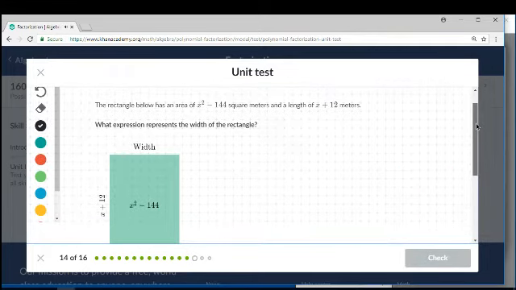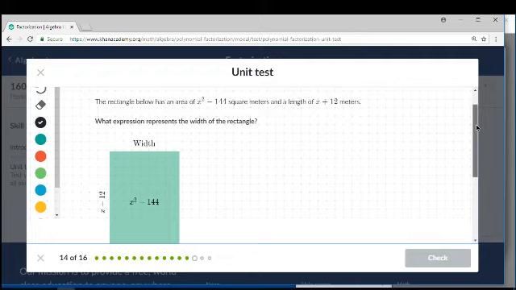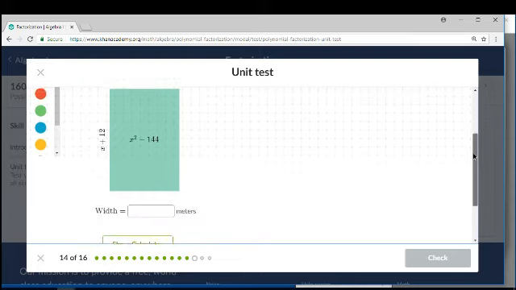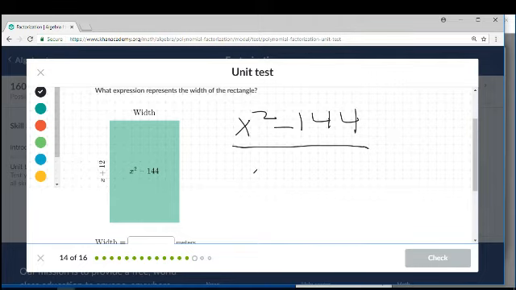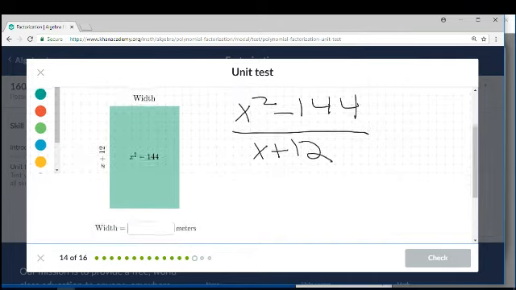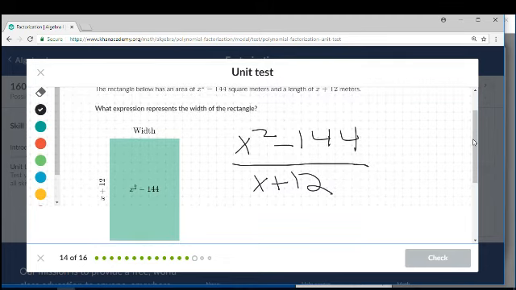The rectangle below has an area of x squared minus 144 square meters and a length of x plus 12 meters. What expression represents the width of the rectangle? So the way I look at this is the area is the length times the width, so we have x squared minus 144 divided by x plus 12. Another way to write this is as a fraction with x plus 12 as the denominator. So that's what we're looking at.